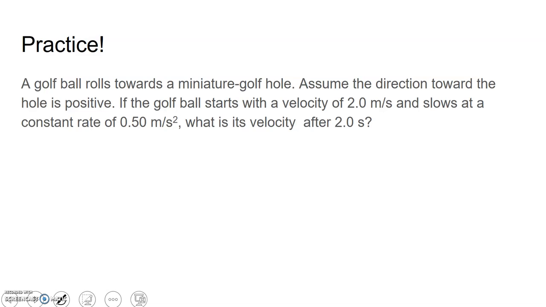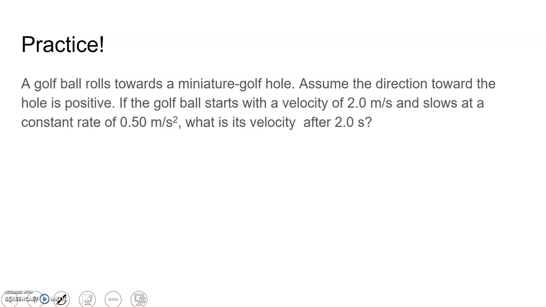A golf ball rolls towards a miniature golf hole, assuming the direction toward the hole is positive. If the golf ball starts with a velocity of 2 meters per second and slows at a constant rate of 0.5 meters per second squared, what is the velocity after 2 seconds?